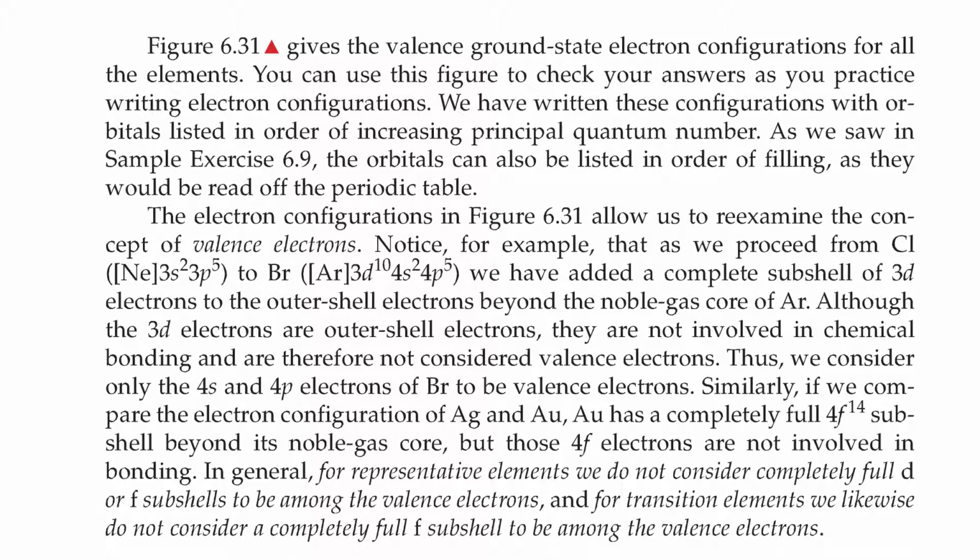Similarly, if we compare the electron configuration of silver and gold, gold has a completely full 4f14 subshell beyond its noble gas core, but those 4f electrons are not involved in bonding. In general, for representative elements, we do not consider completely full d or f subshells to be among the valence electrons, and for transition elements, we likewise don't consider a completely full f subshell to be among the valence electrons.